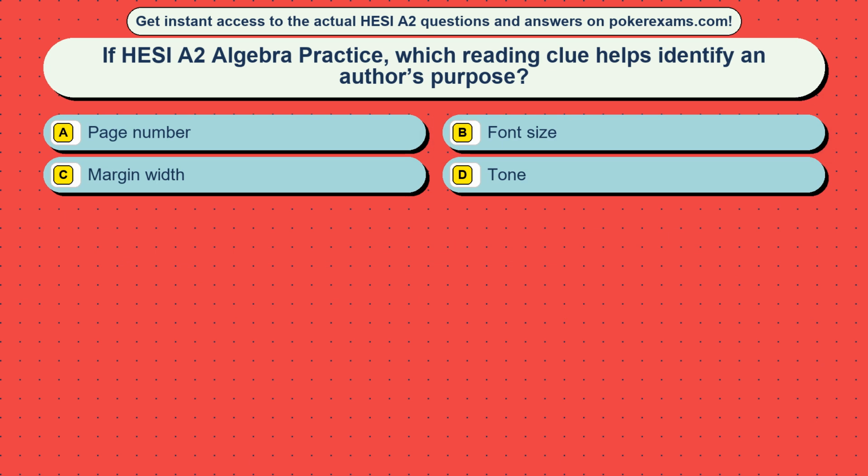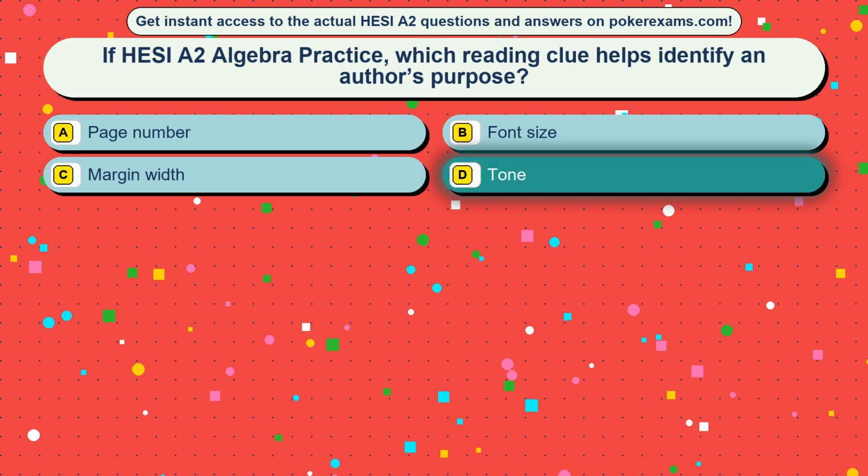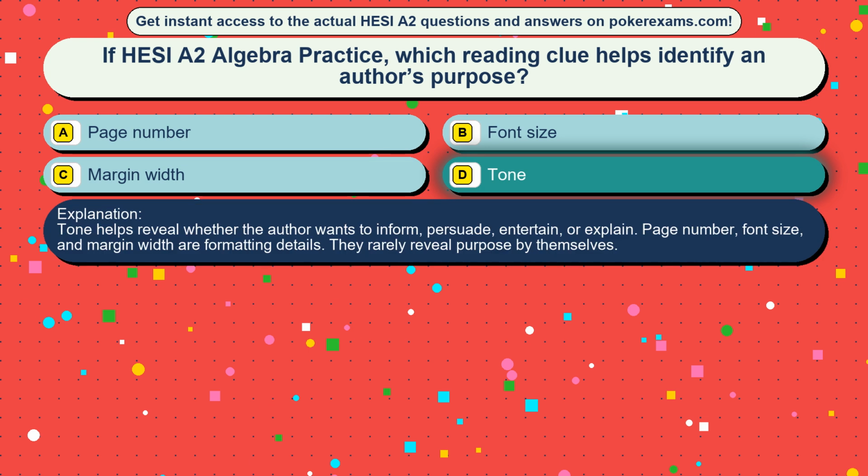Question 50. If HESI A2 Algebra Practice, which reading clue helps identify an author's purpose? Option A, page number. Option B, font size. Option C, margin width. Option D, tone. The correct answer is option D, tone. Tone helps reveal whether the author wants to inform, persuade, entertain, or explain. Page number, font size, and margin width are formatting details. They rarely reveal purpose by themselves.